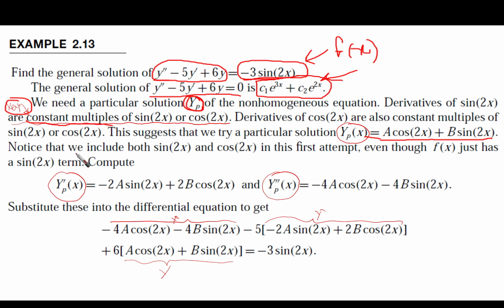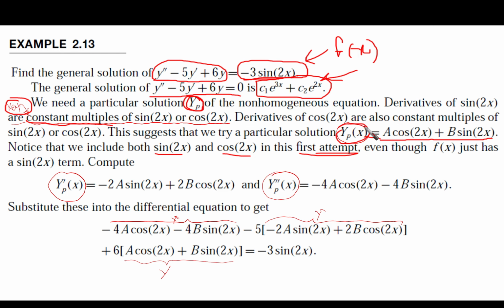Notice that we include both sine 2x and cosine 2x in this first attempt. Even though f of x just has a sine 2x term, y particular is going to be assumed in this way, and you are going to know why at the end, because we are going to have the derivatives now, and they are going to cancel one another, as we can see. So now what is the second step?